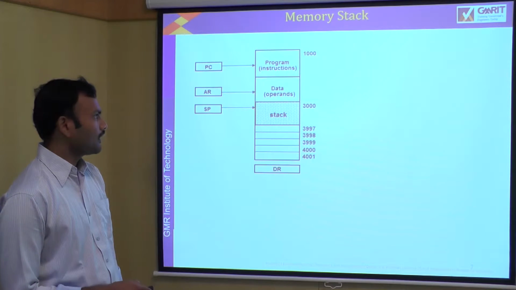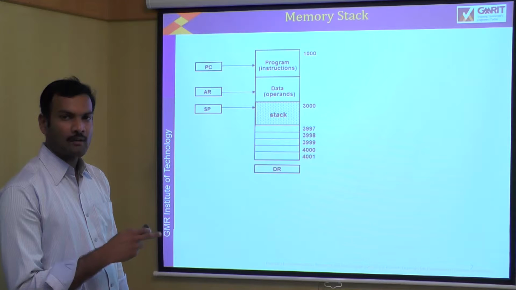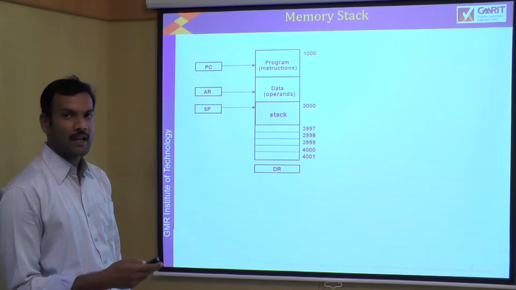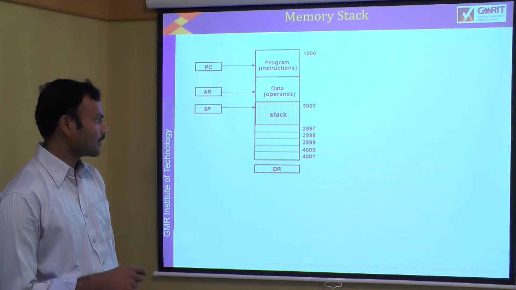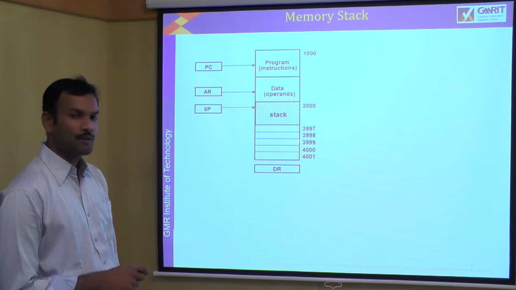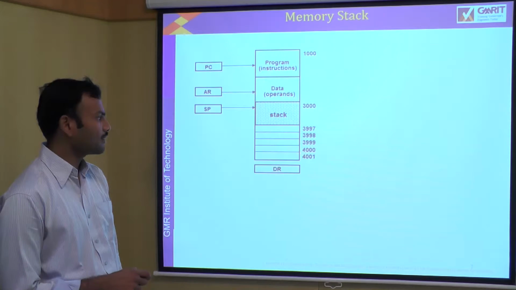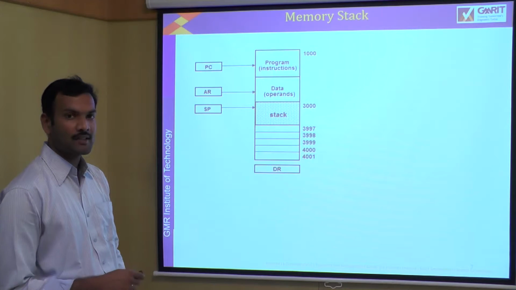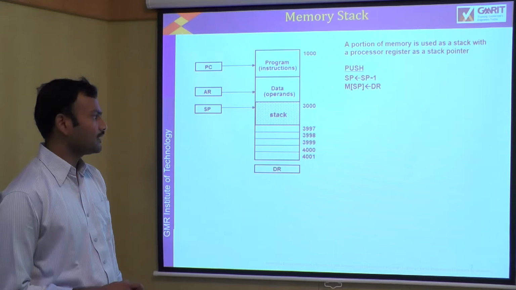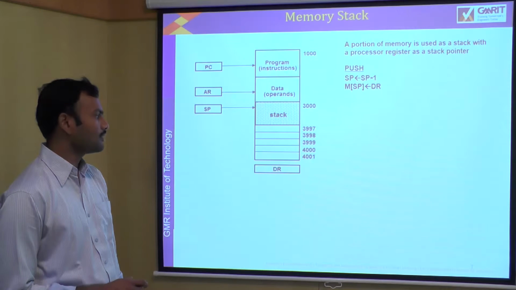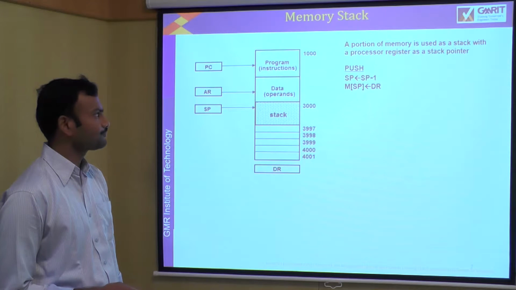So here, unlike the previous one, whenever we are inserting an element, the stack pointer is decremented by 1. Initially the stack pointer is at location 4001. Now if we want to perform the push operation to get the address 4000, we need to decrease the stack pointer by 1. So this is the push operation. We are decreasing the stack pointer by 1. Afterwards, whatever the data that is there in the data register will be placed into that location.